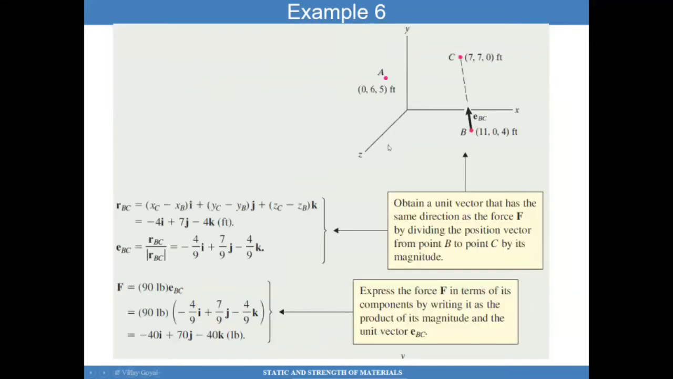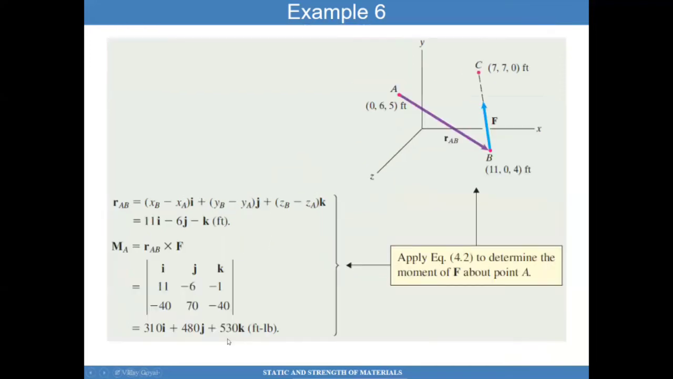So here you can see the calculation. We've done it for this position vector from B to C. Here's a unit vector. So we follow the same process. Multiply that by 90 gives us the force F along the components, along the directions I, J, and K. And then we calculate R following the same process we talked about, the one that goes from A to B.